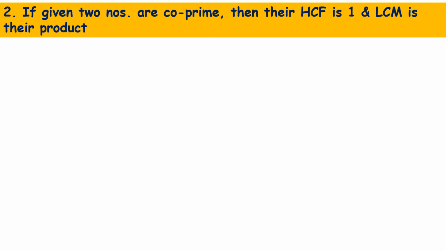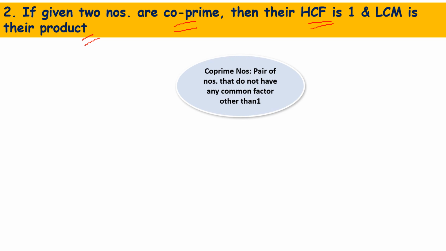Let's see the second case. If the given two numbers are co-prime, then their HCF is 1 and LCM will be their product. So if we understand the given numbers are co-prime, we don't waste our time finding HCF and LCM by the traditional way. Directly we can say HCF is 1 and LCM is the product, but we should be confident that the two numbers are co-prime. What do we mean by co-prime numbers? Co-prime numbers are pairs of numbers that do not have any common factor other than 1.